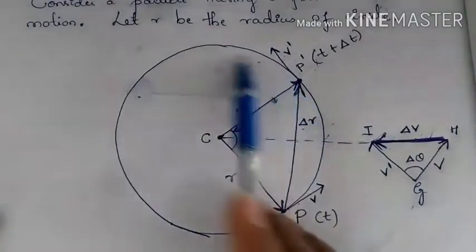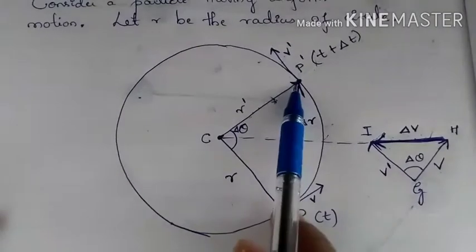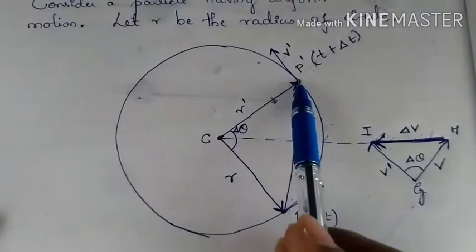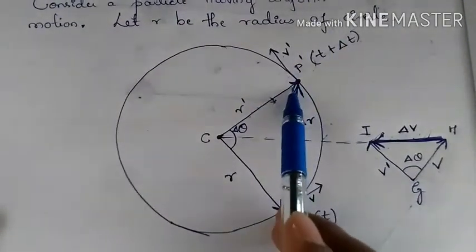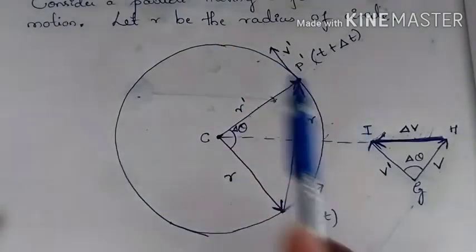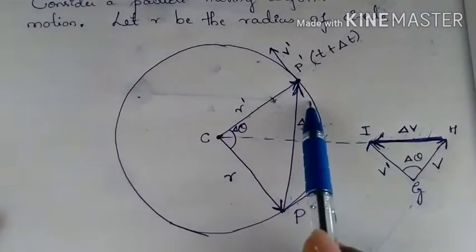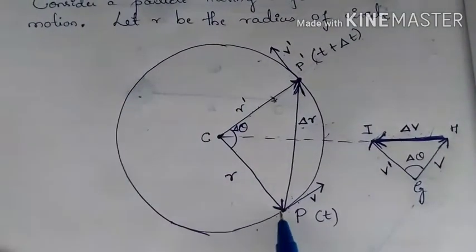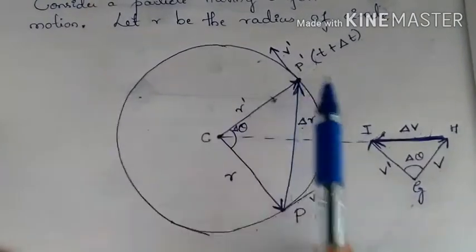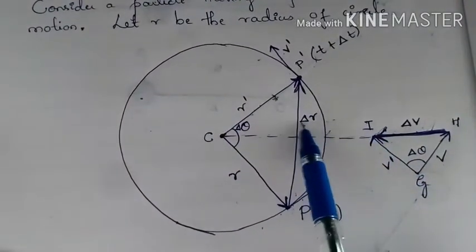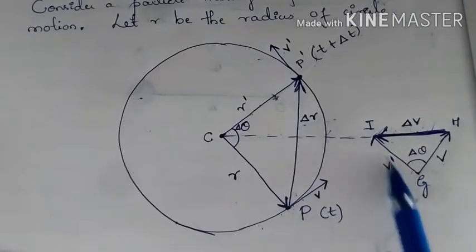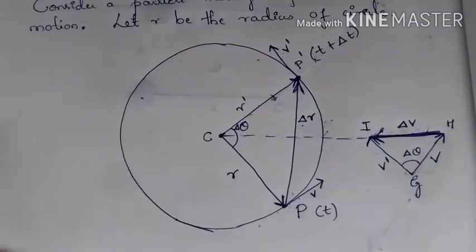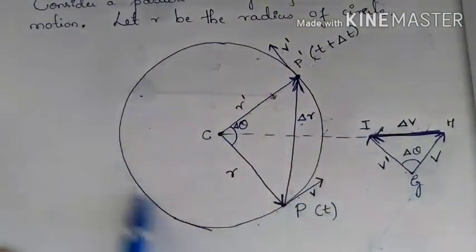You have a circular path and you have chosen two points P and P prime. At P the velocity is in this direction and at P prime the velocity is in this direction. Velocity will be tangent to the circular path. Velocity at every point in circular motion will be tangent to the path. For these points we have drawn the position vectors, and from the triangle law we got delta R, and from the triangle law for the velocities we got delta V, and this delta V is perpendicular to delta R.